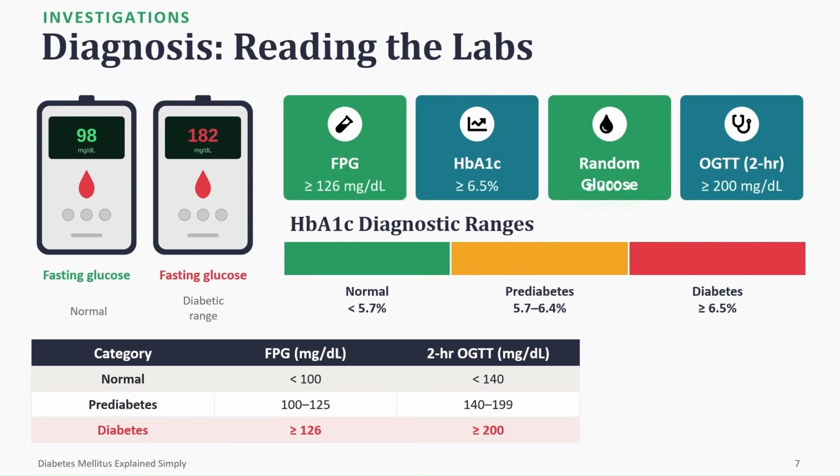Number 3, random blood glucose. If it is 200 or more with classic symptoms, diabetes can be diagnosed. And number 4, the oral glucose tolerance test. A 2-hour value of 200 or more confirms diabetes. And we have 3 categories here. We have normal, pre-diabetic, and diabetic. So it's important for students to memorize these values in order to diagnose properly.